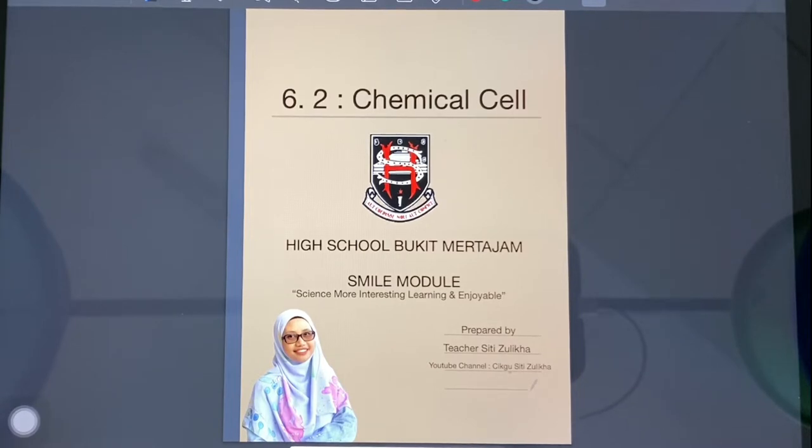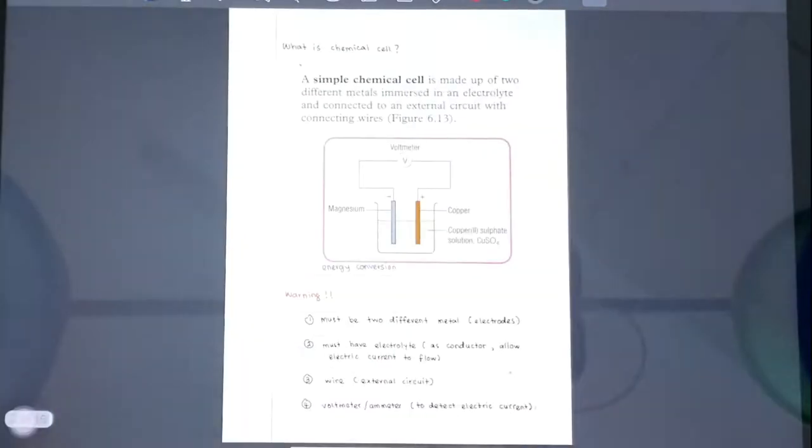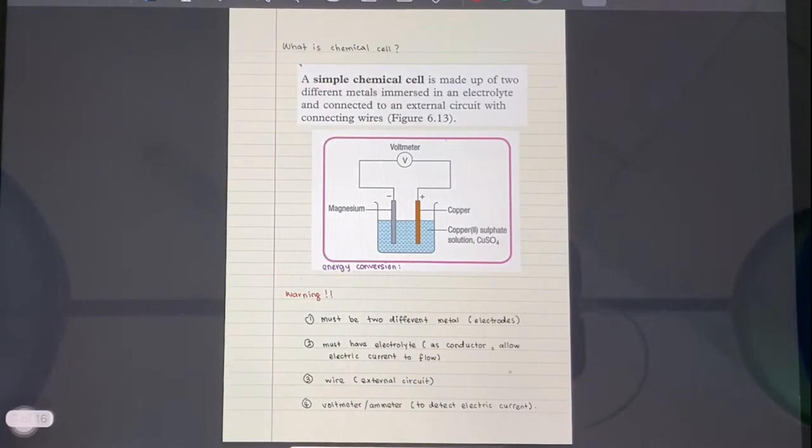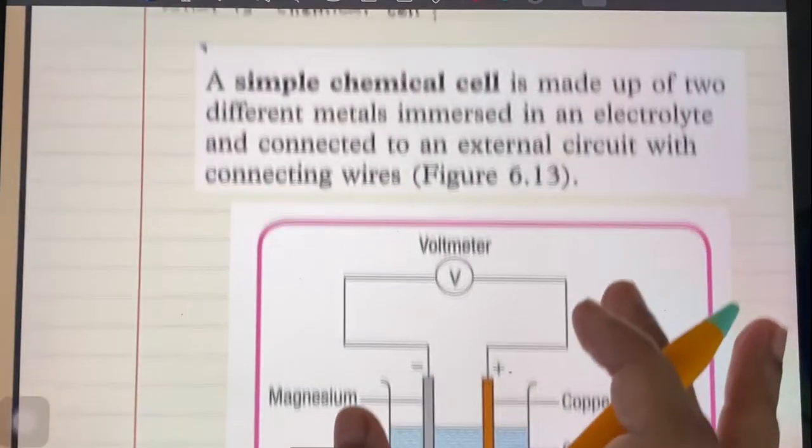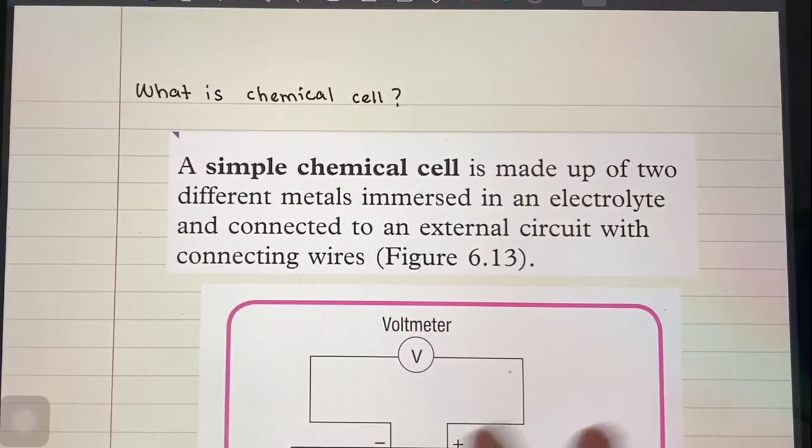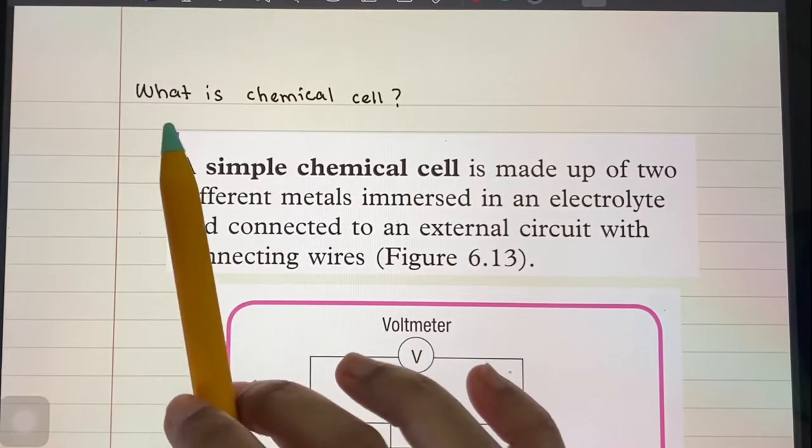And today I would like to continue with the chemical cell, which is 6.2 from the Form 5 syllabus. So now, can we go straight to this topic? Alright, first of all, we're going to learn what is chemical cell. Alright, what is chemical cell?